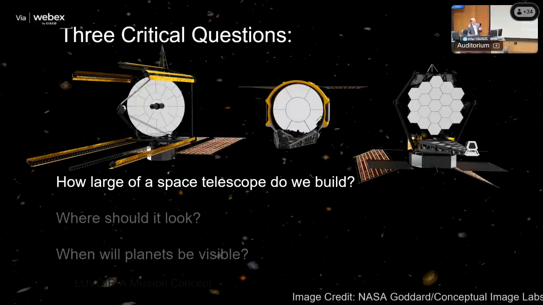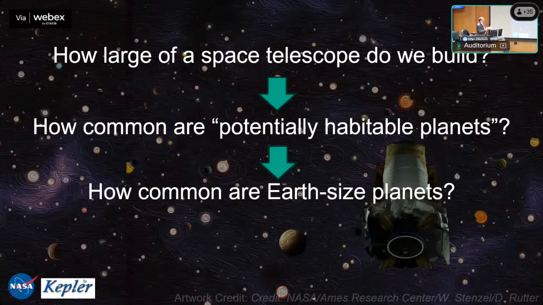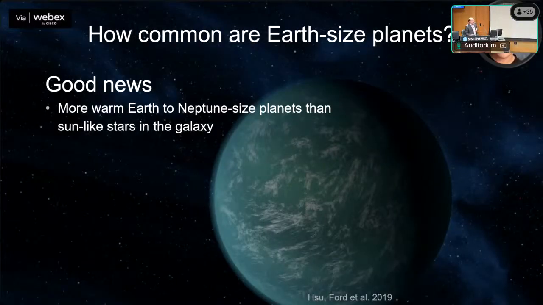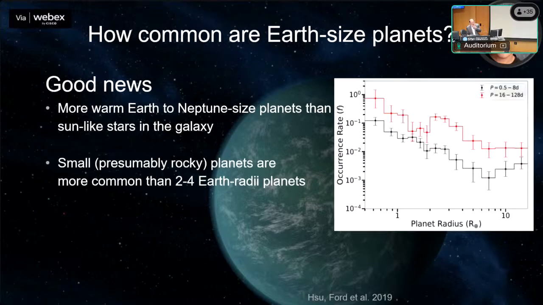Okay, so there's the question we'd like to answer, and that is how common are these potentially habitable planets? And there's the question we can't answer. So what we can do from the current data is ask how common are Earth-sized planets? This has been done based on data from the Kepler spacecraft, which was really designed with this as one of its primary mission goals. And the good news is we now have data showing that warm Earth to Neptune-sized planets are very common for sun-like stars in the galaxy. And the occurrence rate keeps rising basically as far as we can see.